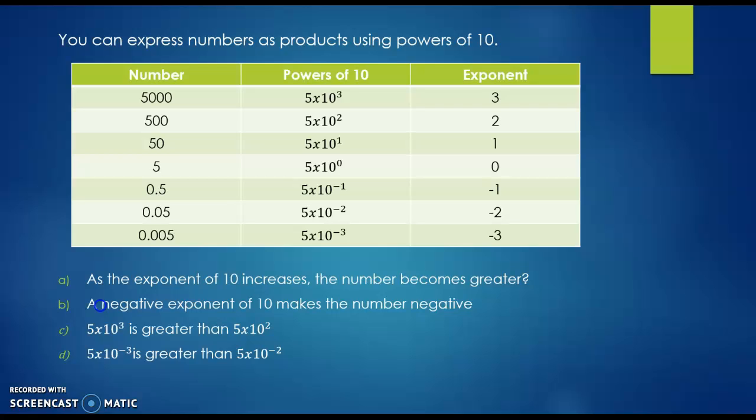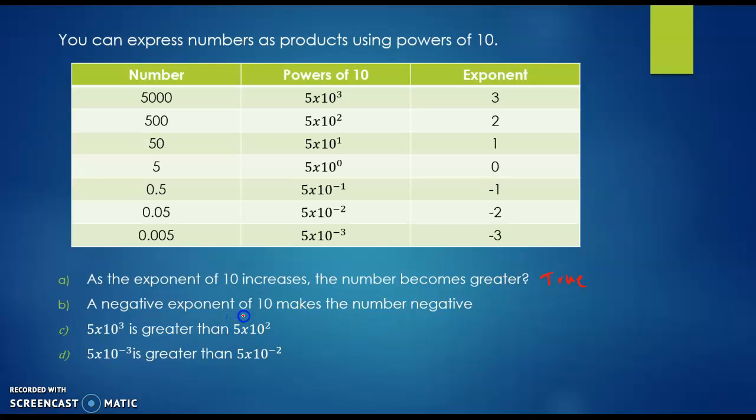So we can express numbers as products using powers of 10. So here are our numbers, and here's the powers of 10 that represent these numbers. So we're just going to go through A. As the exponent of 10 increases, so as our exponents get bigger, the number becomes greater. Is that true? Our exponents get bigger as we go up the table. Our numbers get bigger as we go up the table, so that is true.